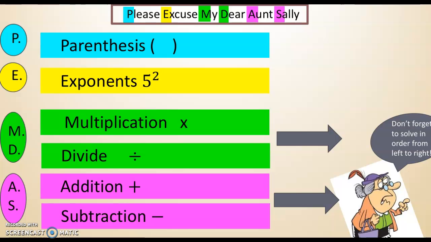Alright, before we practice, let's overview the 4 rules again. The order of operation rules. Please excuse my dear Aunt Sally. First, do the operation in parentheses. Then do the exponents. Then multiply or divide, going from left to right, or addition or subtraction, going from left to right. And here's Aunt Sally in the corner, and she's saying, don't forget to solve the order left to right.